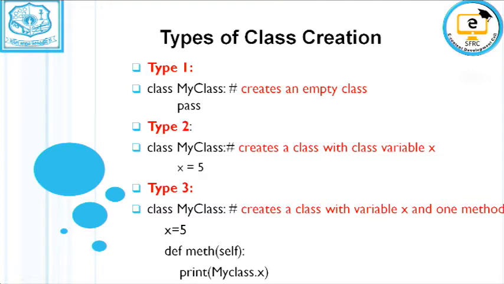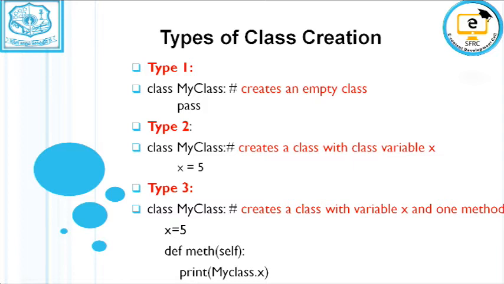First, type 1: class followed by a class name. The class name is going to be MyClass. Then a colon. Then it is indented to provide a statement called pass. MyClass is created as an empty class and it does not have any variables, that is attributes, or methods on its own. So MyClass helps you to create an empty object without any methods or data members.